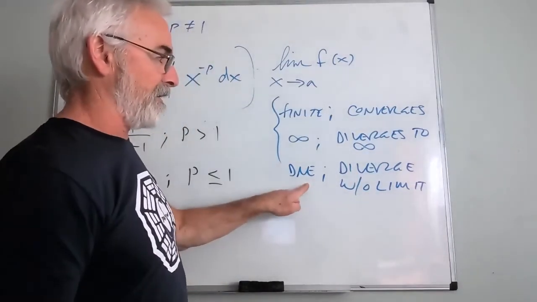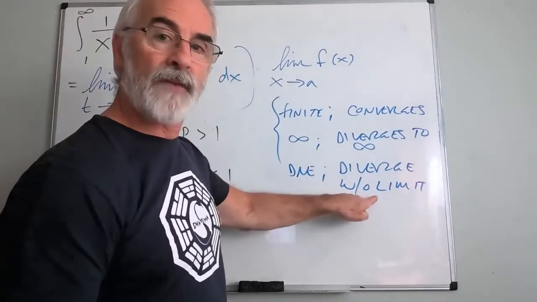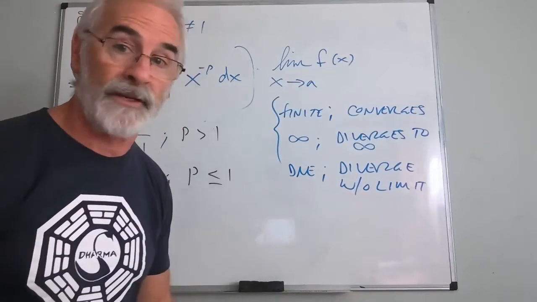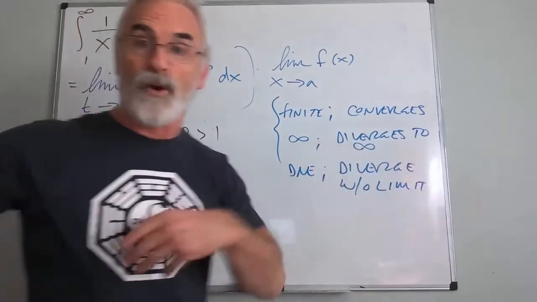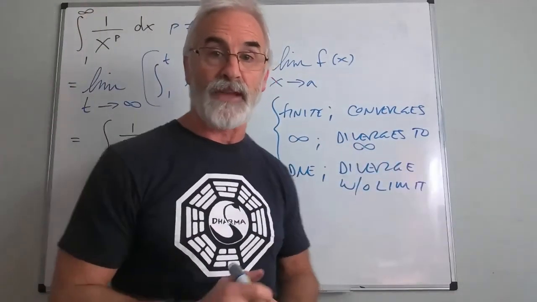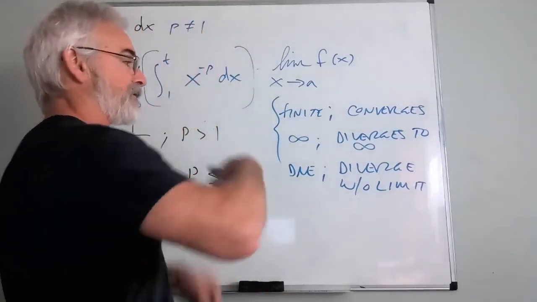This is the worst. When the limit doesn't exist, it means something diverged without limit. It doesn't mean it's growing infinitely large. It just means it's all over the map. It's not approaching any specific value. So from now on, we're going to start using these words.